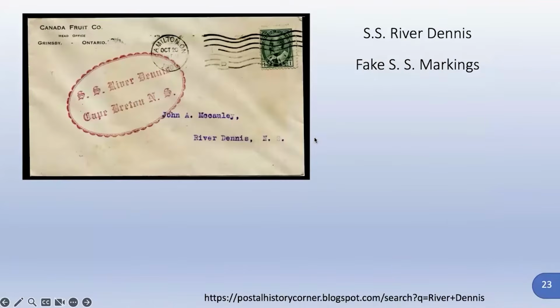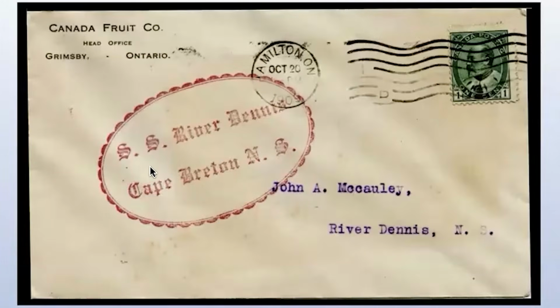So this is the SS River Denny. This postal marking usually implies that the cover was carried on the steamship River Denny. In this case, this was just a very clever, somewhat opportunistic, if you want to call it that.